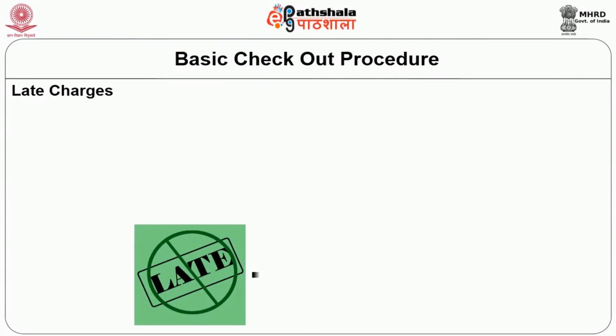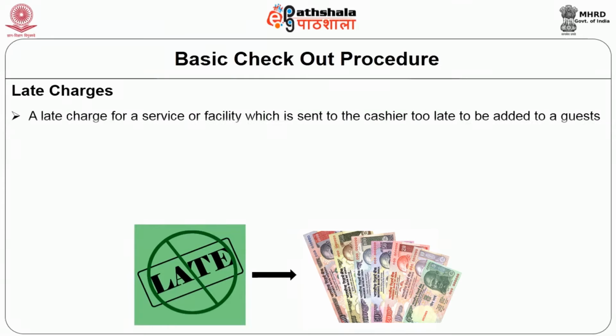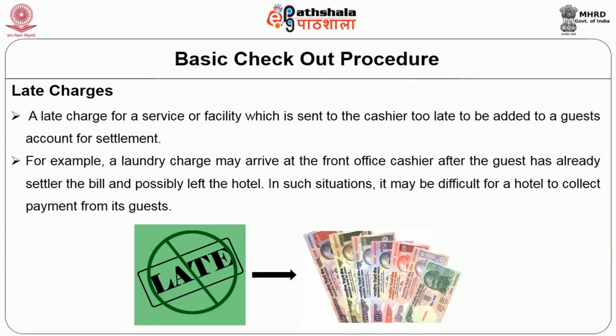A charge for a service or facility which is sent to the cashier too late to be added to the guest account for settlement is called a late charge. For example, a laundry charge may arrive at the front office cashier after the guest has already settled the bills or checked out, and there is a possibility that these bills are not added to the guest folio.